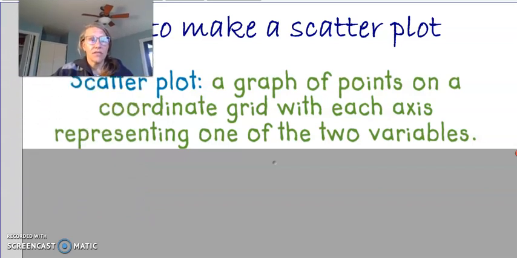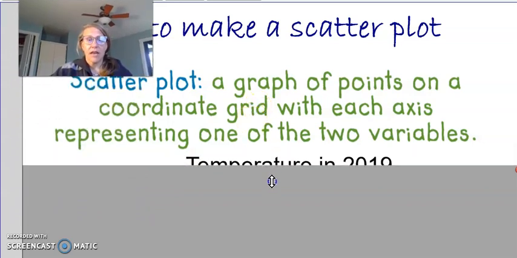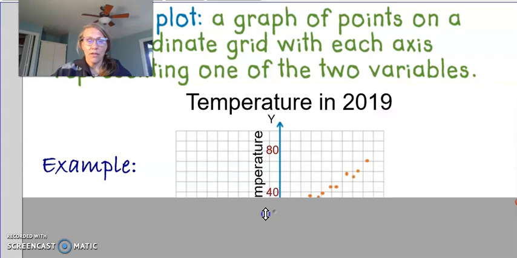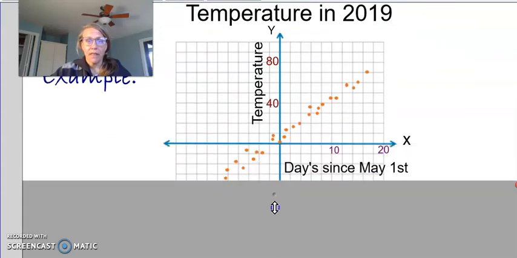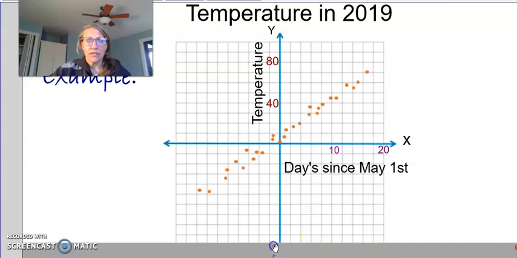So we've made quite a few scatter plots in the past in class. So let's take a look at one here. And this scatter plot is representing temperature in 2019. Notice this is our x-axis, it's the horizontal axis, and our y-axis is the vertical axis. Notice they are labeled, both the x and y-axis and the title. There are points along the axes, and there is a scale that is labeled on each axis.